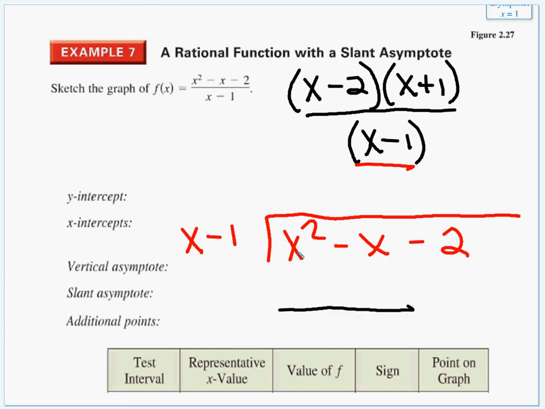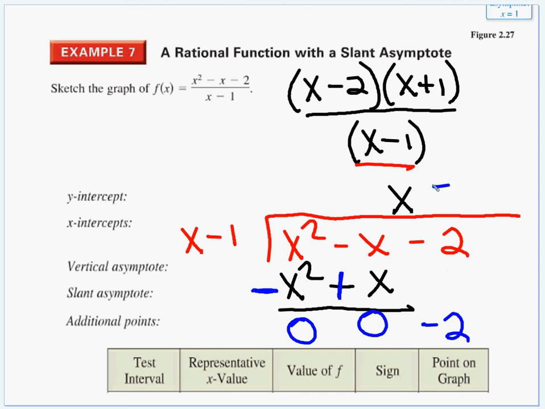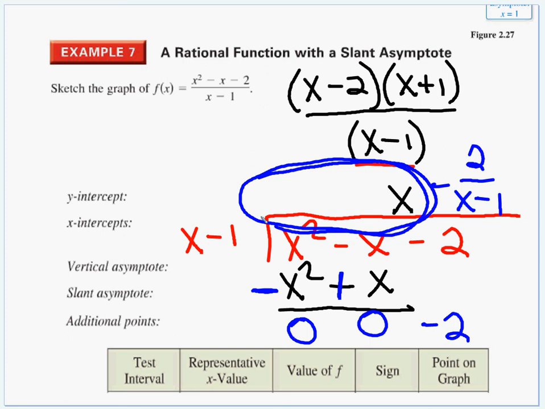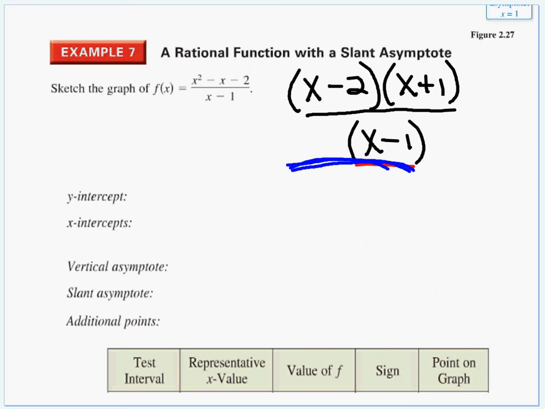So I want to get rid of this x squared. I'm going to have to multiply by x. X times this x will give me x squared. X times minus 1 is minus x. And if we distribute a negative and then add, we're going to get 0 x squared plus 0x, and we bring down the minus 2. That is our remainder, minus 2 over x minus 1. But remember, the remainder is irrelevant. Here is our slanted asymptote, y equals x. Or you could think about it as y equals x plus 0.